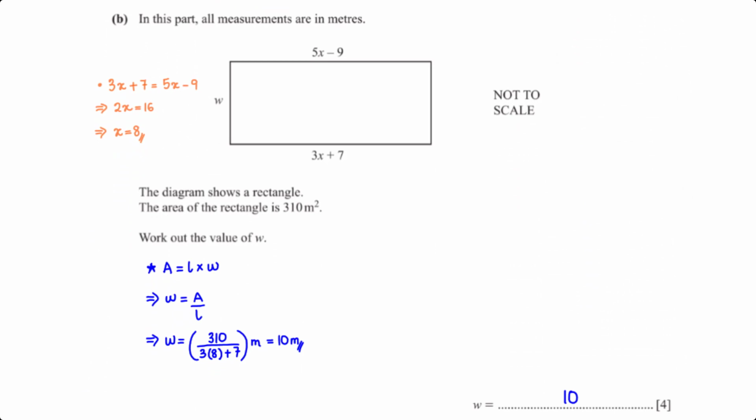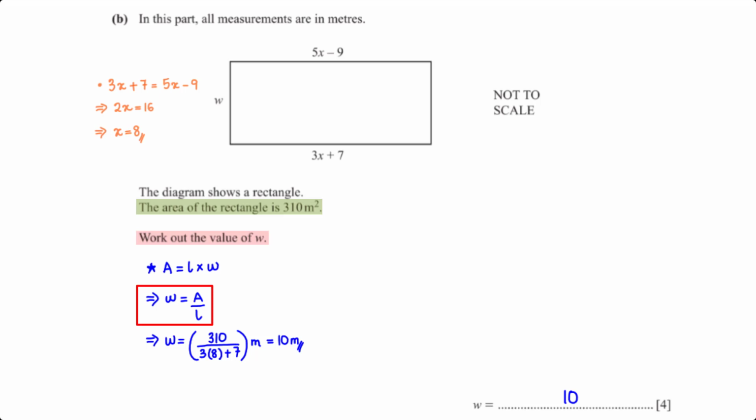In this part, all measurements are in meters. The diagram shows a rectangle. The area of the rectangle is 310 meters squared. Work out the value of W. Here is the formula for the area of a rectangle. When we make W the subject, this is what we have. We've already been given the area as 310 meters squared, so we need to find the length of the rectangle.